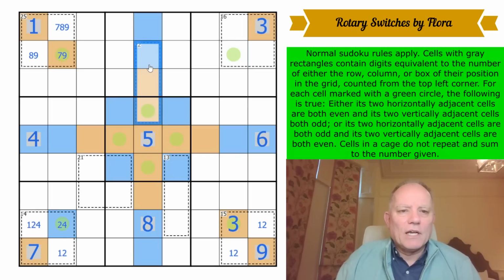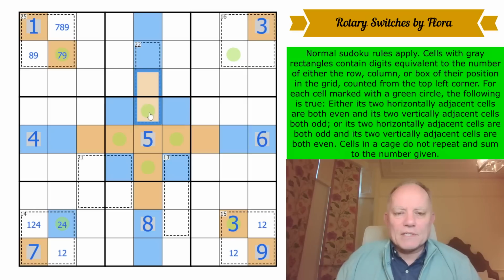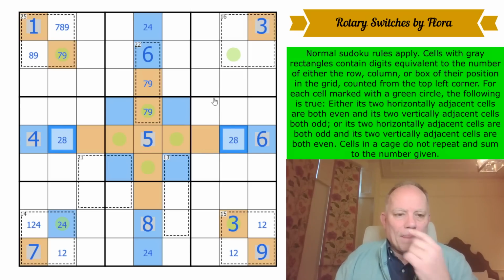This cage adds up to 22 and it doesn't have a 5 in it. It is 9, 7 and 6. The odd cells are 9 and 7. The even one is a 6. These two are a 2, 4 pair in the column. In this row, we've got a 2, 8 pair.